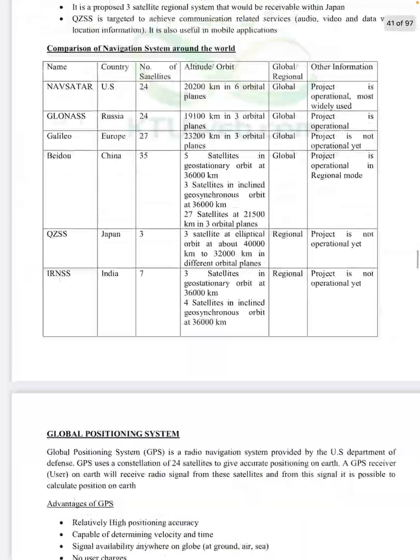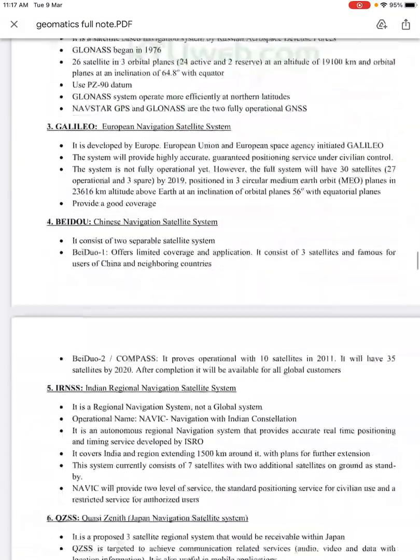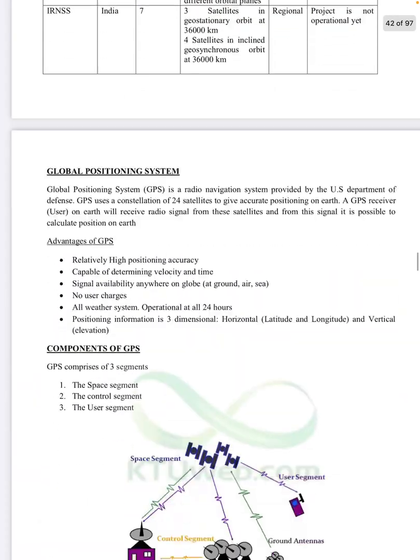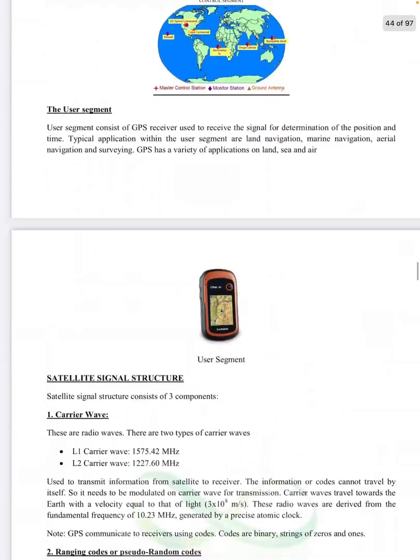We have discussed in the sessions the different types of global navigation satellite systems. With the next one, the global positioning system, GPS, and its components.